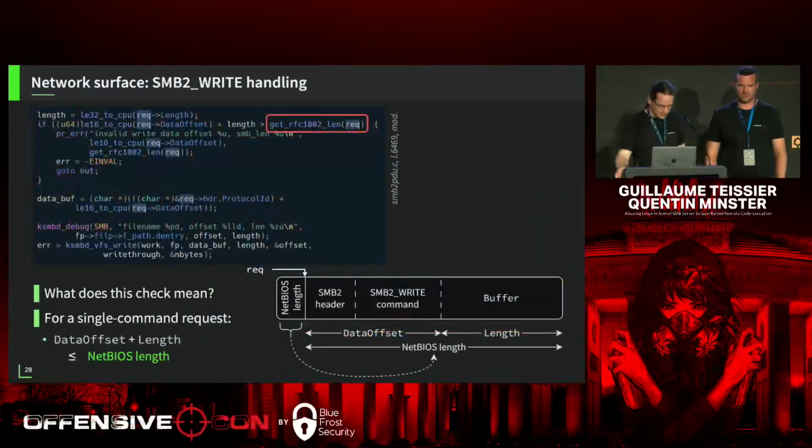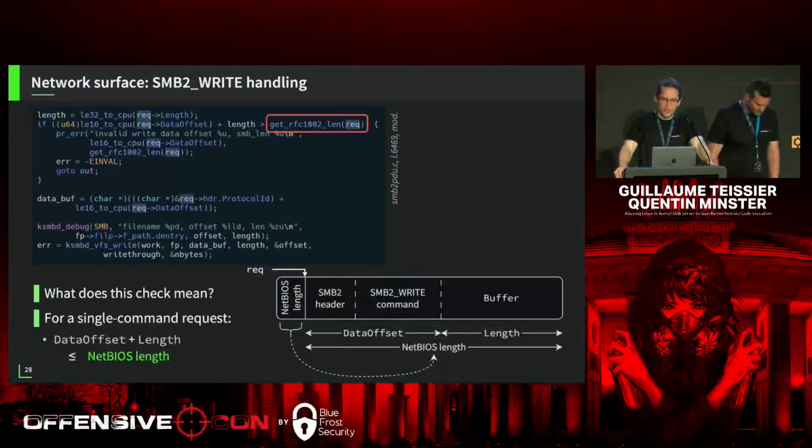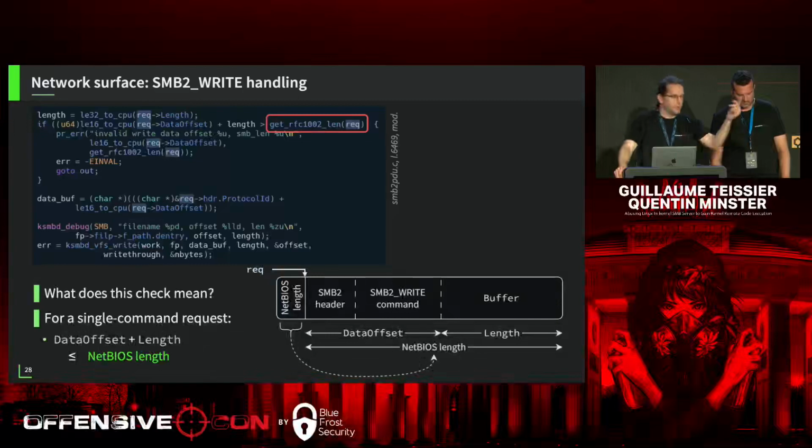So with that in mind, we're going to move to some analysis of SMB2 write handling. This snippet of code just performs some checks. You see in the check that there is the get_rfc1002_len call with the req pointer, so that points to the current command. Then it computes the address of a buffer. That's the buffer to be written to a file, and then it performs the write to the file. So the check, essentially, checks that the offset to that buffer plus the length of the buffer fits within the length of the whole request. Well, that's what it attempts to do.